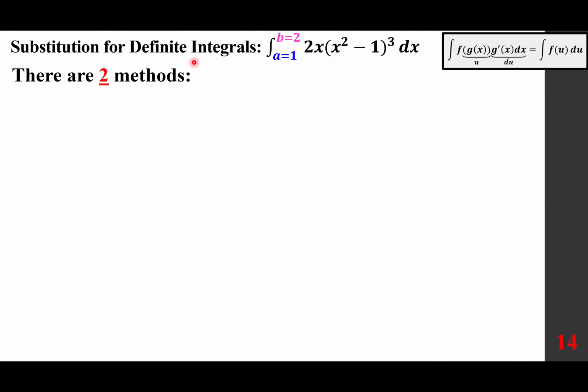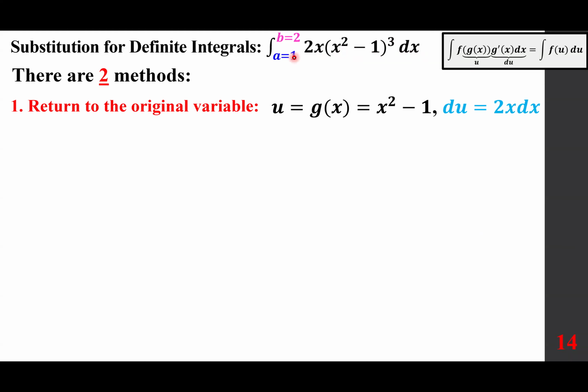Now, substitution for definite integrals: the integral from a to b, where a is 1 and b is 2, of 2x times (x squared minus 1) quantity cubed dx. How do we do that? Well, there are two methods. One of them is to return to the original variable, meaning finish the job. This is when it's done by substitution. You finish the job and you go back to the original variable, and the original limits are 1 and 2.